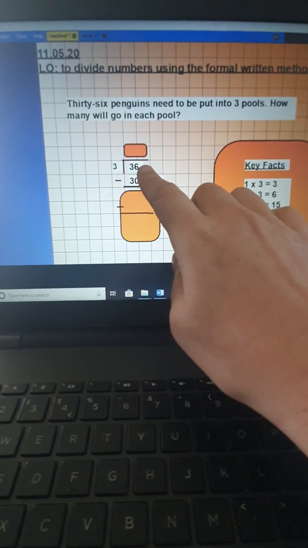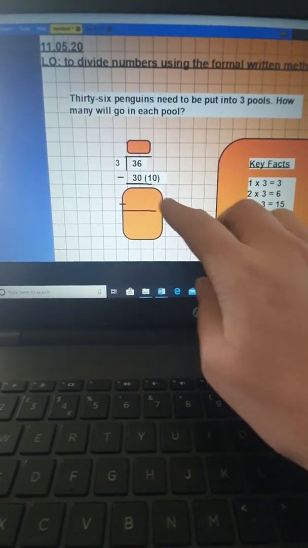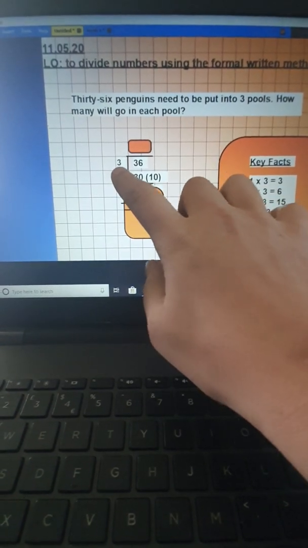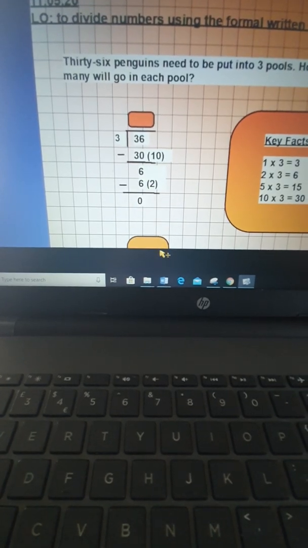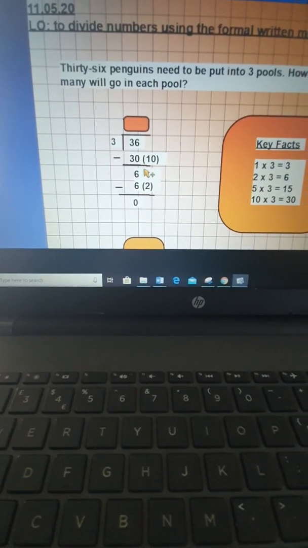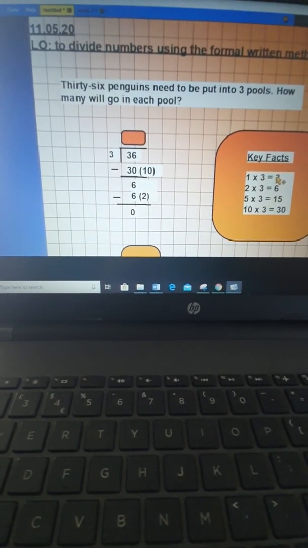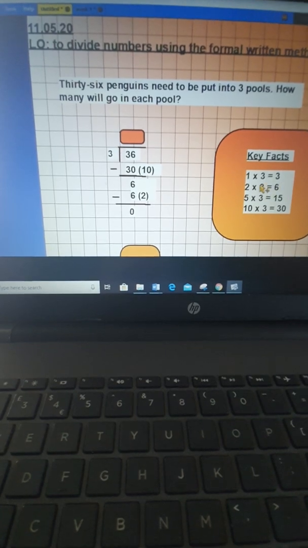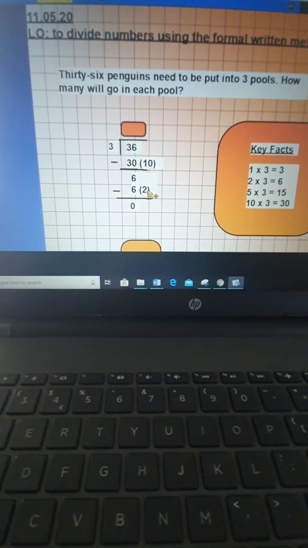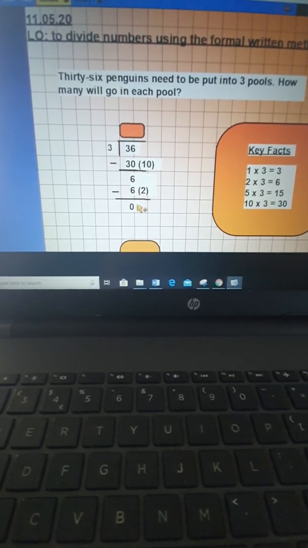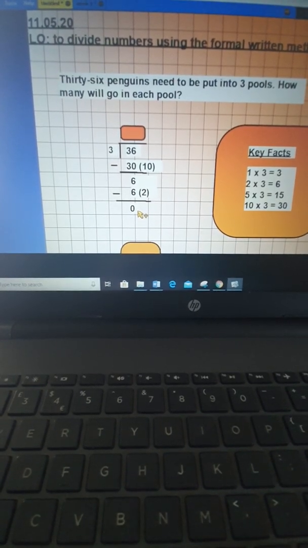So 36 minus 30, because that's a chunk we're taking away from our key facts. In brackets, we're putting the 10 because that's 10 lots of 3. If we do that, we are going to be left with 6, okay? We then look here at what chunk we can take away from 6. We can actually take away a chunk of 6, which is 2 lots of 3. So we will put in brackets 2. So then we do 6 minus 6, which leaves us with 0. So that means there is no more dividing or chunking to do, okay?